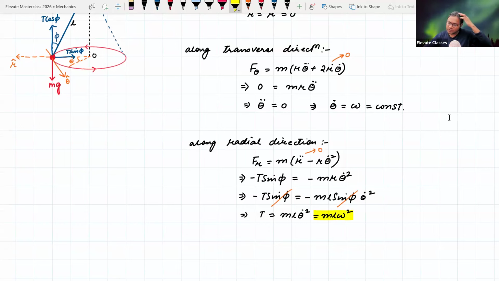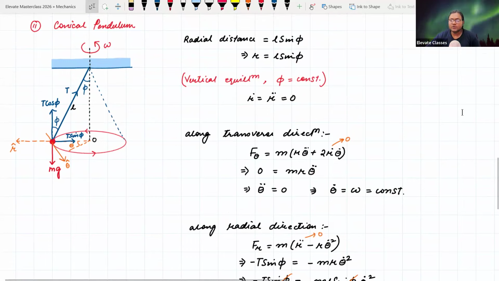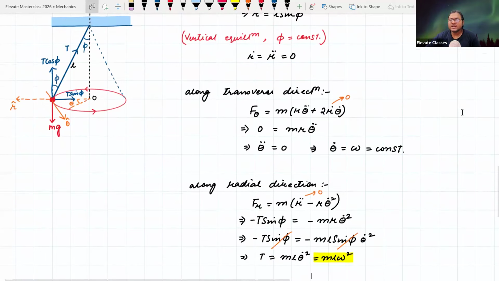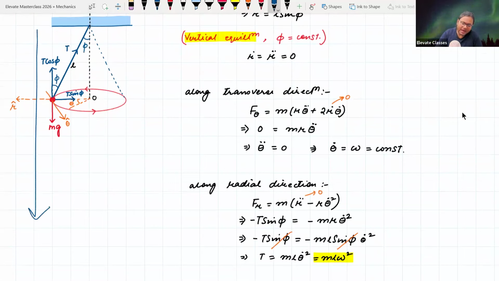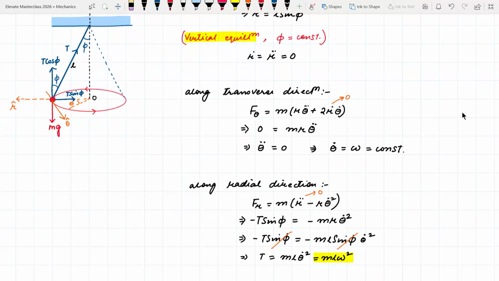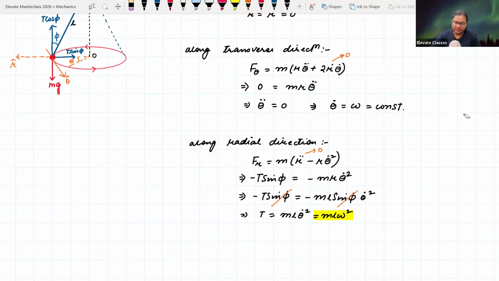Okay? So these are the two equations of motion for a conical pendulum. Now, I did a special case for the conical pendulum. I considered vertical equilibrium. Vertical equilibrium matlab the vertical height is a constant of motion. So if the vertical height is a constant of motion, that means the forces along the vertical direction are also balanced. What are the forces along the vertical direction? T cos phi and minus mg. T cos phi and mg. Okay.